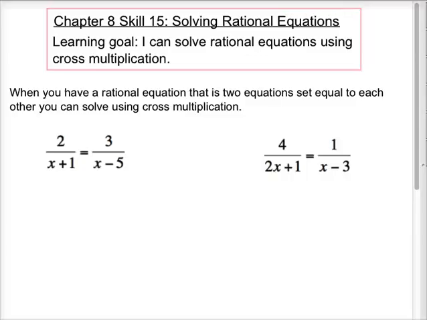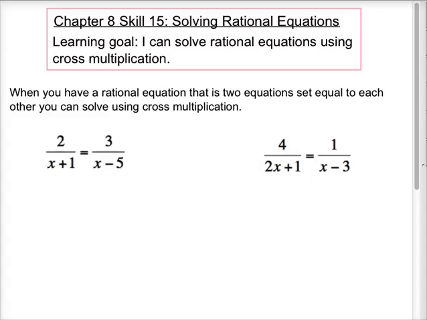Welcome back. So for the final couple lessons of this chapter, we're going to now focus on actually solving rational equations. So we're going to be solving equations, not just simplifying expressions or anything like that. True solving. Okay? So we're going to start with the very basic case. Just two rational expressions being set equal to each other.